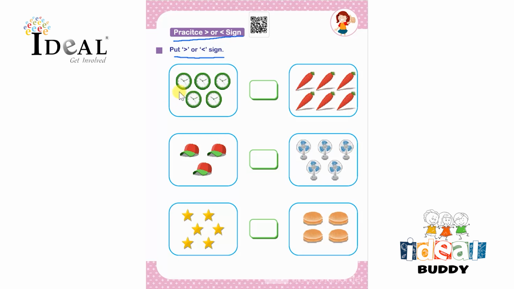So here they can see there are 5 clocks given, 1, 2, 3, 4, 5, and here there are 1, 2, 3, 4, 5, 6 carrots given.